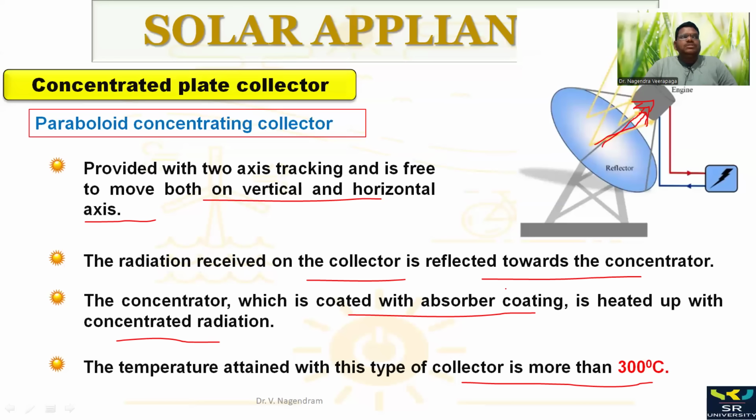Then we discussed the parabolic concentrating collectors. There are two types: the cylindrical parabolic concentrating collector, from which we can attain a temperature of 100 to 300 degrees centigrade, and the other one, the parabolic concentrating collector, using which we can attain a temperature of more than 300 degrees centigrade. That's about today's class.